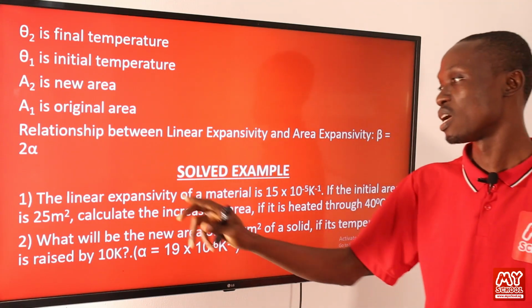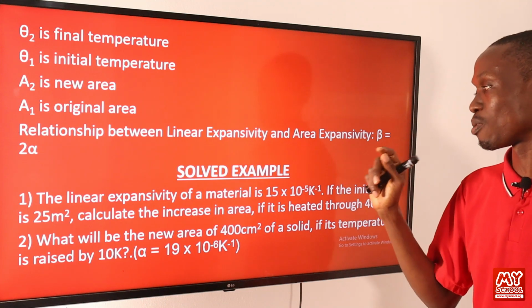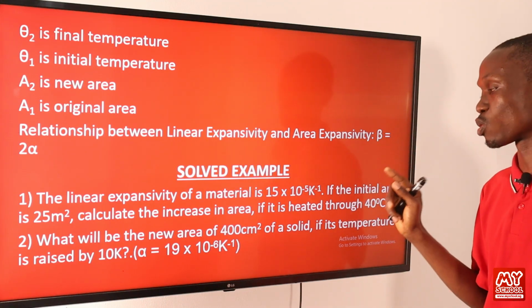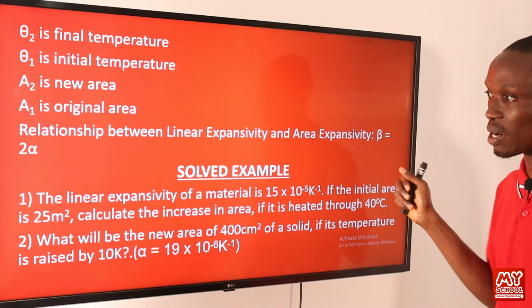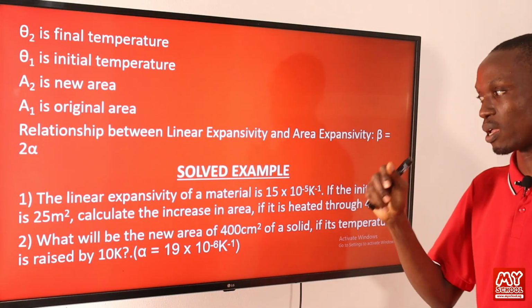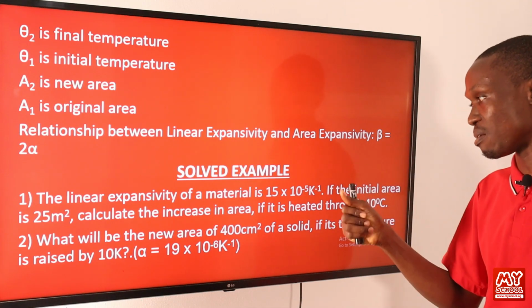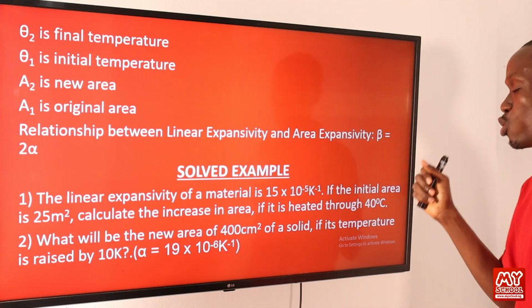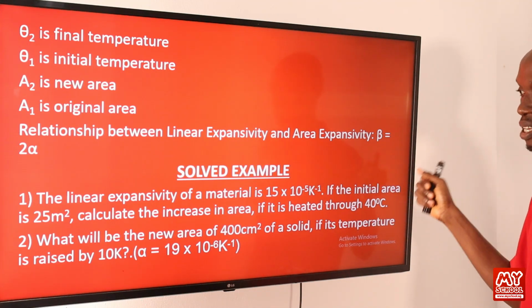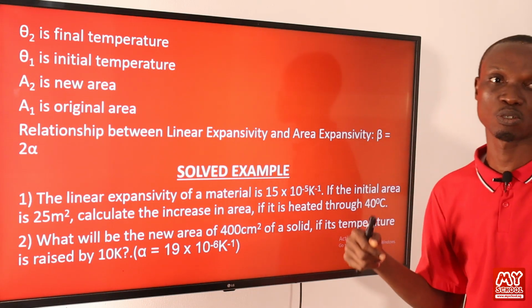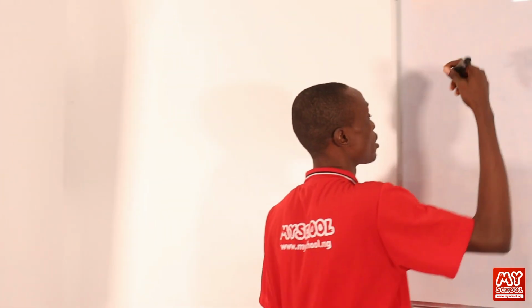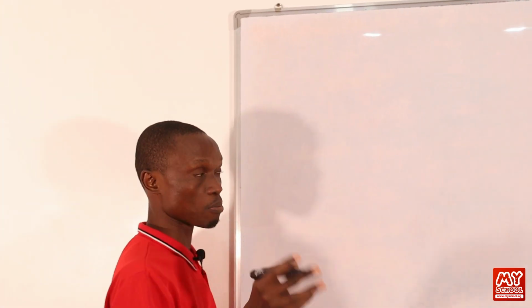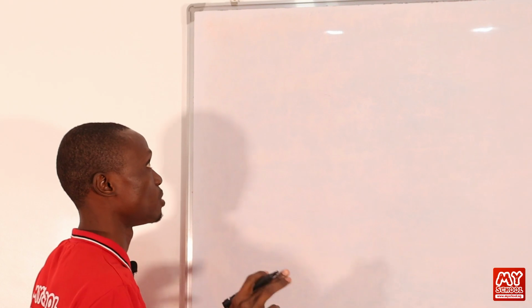Here are some examples to put these formulas to work. The first one: the linear expansivity of a material is 15 times 10 raised to power minus 5 per Kelvin. If the initial area is 25 meters squared, calculate the increase in area if it is heated through 40 degrees Celsius. Let's move over to the board to solve this problem. Let's begin. Remember, it's important to write out the parameters that are given first before solving any problem.